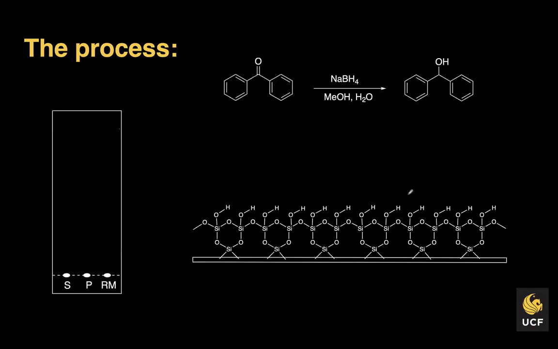Okay, so now we have to go back and consider, did it make sense how far the starting material traveled up the plate compared to the product, compared to our reaction mixture? And what we could do is take a look at the molecules that we are dealing with and their type of interaction with the silica plate. So if you consider benzophenone versus diphenyl methanol. That's our starting material, and that's our product, right? That's S, and that's P, and RM is a reaction mixture, whatever we had in the flask, right?